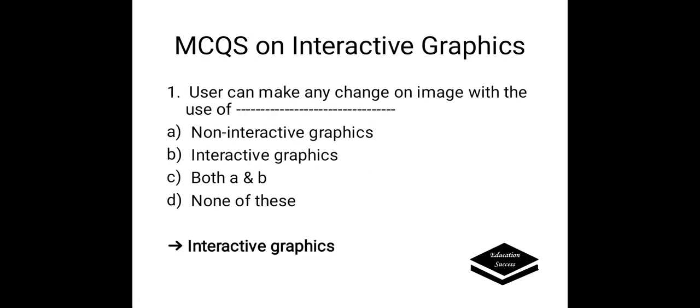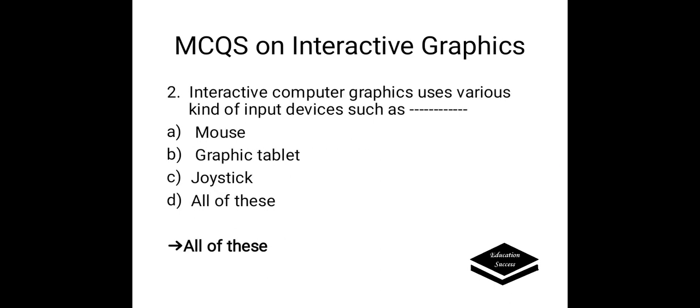User can make any change on image with the use of. Options are A, non-interactive graphics, B, interactive graphics, C, both A and B, D, none of these. Correct answer is interactive graphics. User can make any changes on image with the use of interactive graphics.